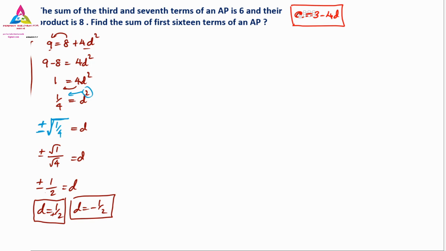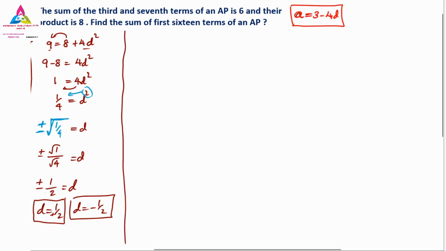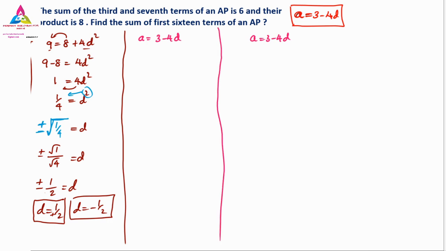Now we have the 2 d values. What do we have to do next? So I will change the ink. First we have to take that a value as 3 minus 4d, that we have already taken as equation 1, and also we have to take that a value as 3 minus 4d. Why have I written it two times? Because we have 2 d values, so we have to substitute both d values and find the a value. Here I can write down that d is equals to positive half.